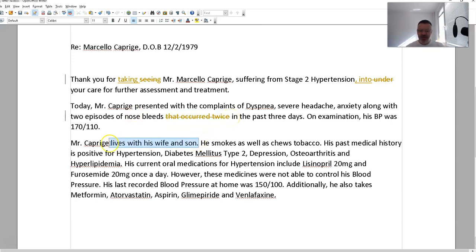BP, okay, his wife and son. Good for him, he's a family man. Well, what's that got to do with me? Important information: "He smokes as well as chews tobacco." Is that the most important thing in that paragraph? I think not. Past medical history.